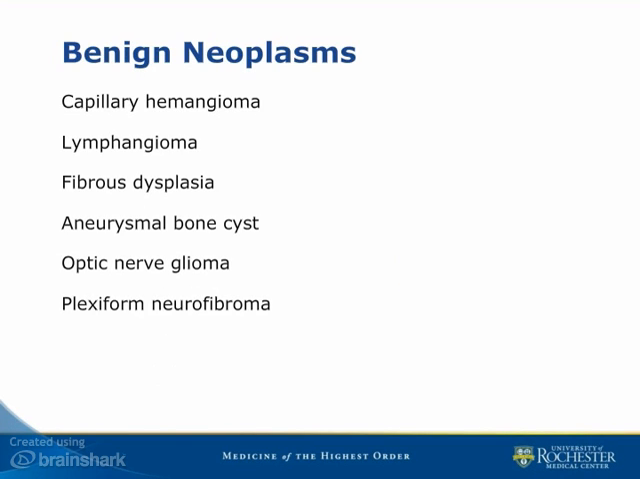There are a number of benign neoplasms of the orbit. We've covered capillary hemangioma earlier with the lids. In this section, we'll cover lymphangioma and optic nerve glioma. The others tend to be more rare.